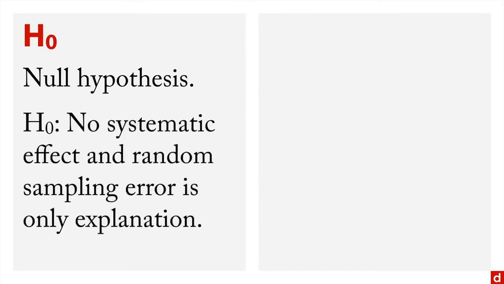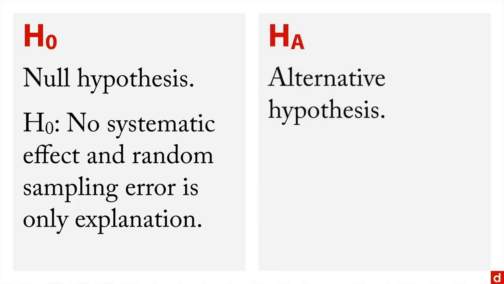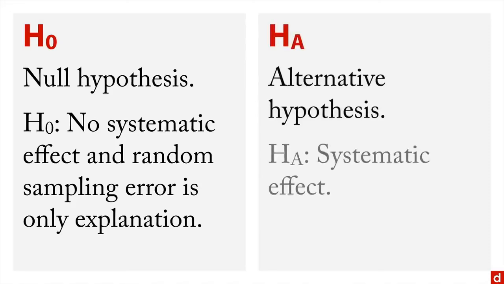And what that is, in lengthier terms, is that there is no systematic effect between groups. There's no association between variables, and random sampling error is the only explanation for any observed differences that you see. And then contrast that with H sub A, which is the alternative hypothesis. This really just says that there's a systematic effect, that there is in fact a correlation between variables, that there is in fact a difference between two groups, that this variable does in fact predict the other one.